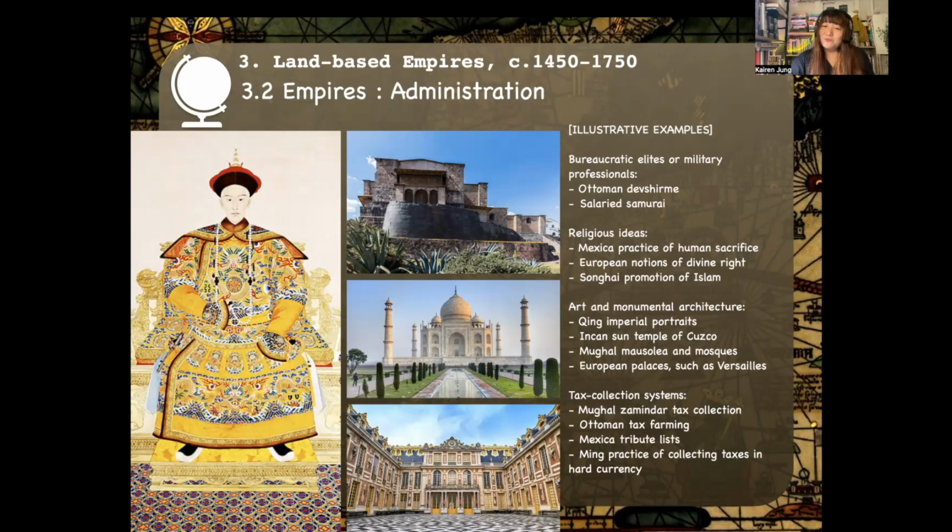The Mughals built a lot of mausolea, fancy mosques. Pictured here is the Taj Mahal, right? And then European palaces such as Versailles. All of these served to emphasize, legitimize, and centralize the governance. Who's in charge? The government is in charge. Whoever has taken over now is in charge. That was the purpose of this art and this monumental architecture.